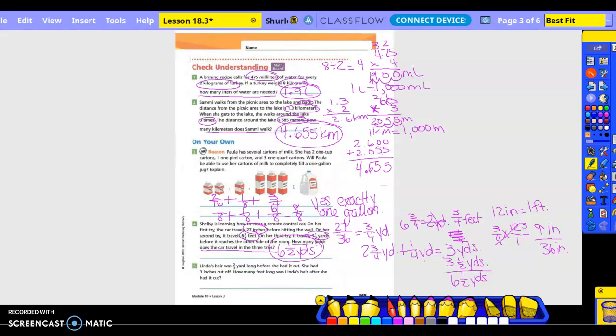Number 5. Linda's hair was 6 yards and 4 feet long before it got cut. She had 3 to 7. How many feet long was Linda's hair after she had it cut? Okay.